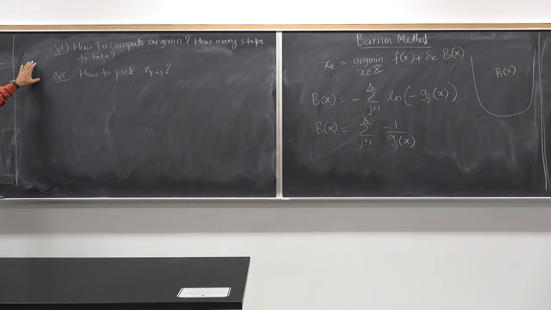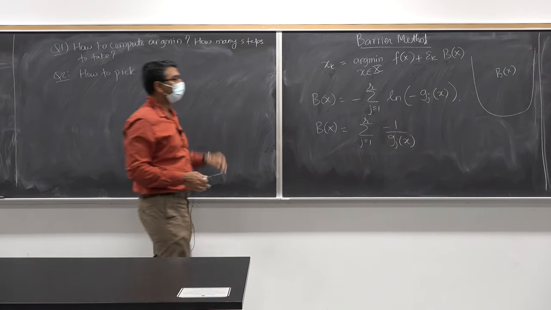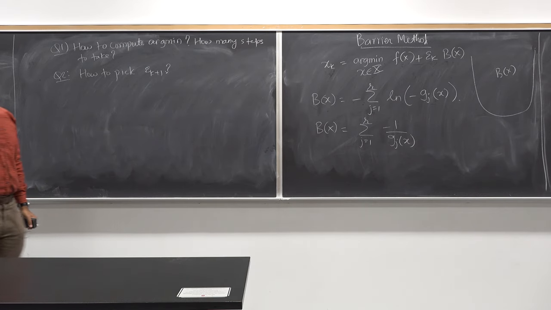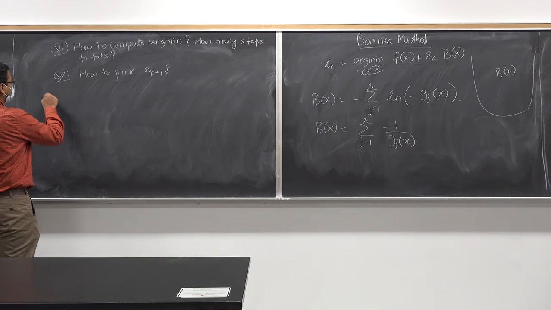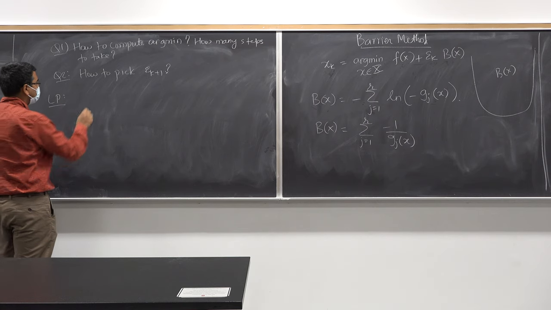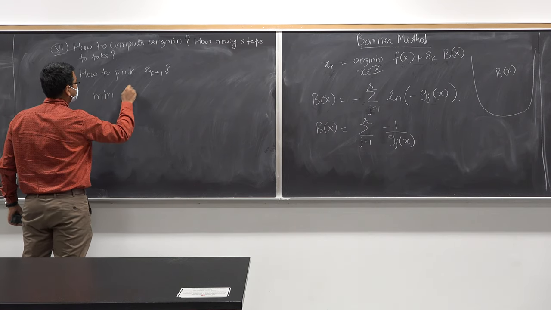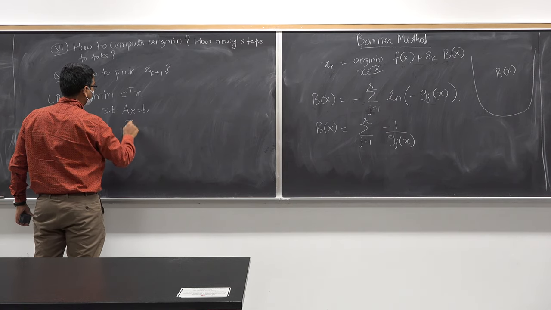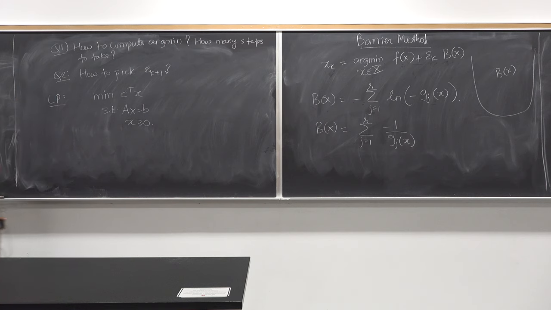So these are the two questions we need to worry about, even if we have a broader understanding of what this optimization problem is doing. So we won't solve this problem in complete generality. It requires a lot of domain knowledge. But for one situation, we can actually get a very good understanding of this algorithm, and that is for linear programming. So I'm going to write the linear programming in standard form. I want to minimize C transpose X, such that AX is equal to B, X is greater than or equal to 0.